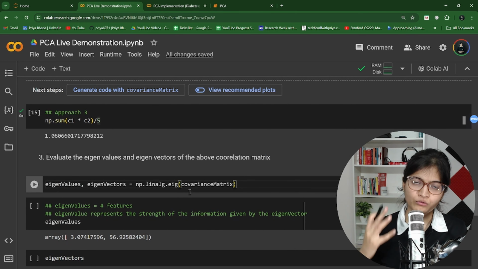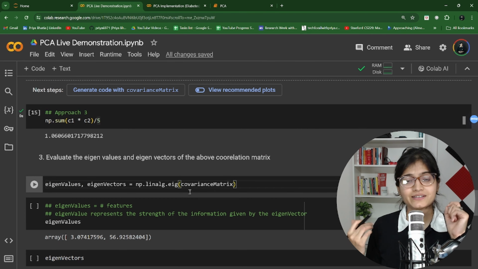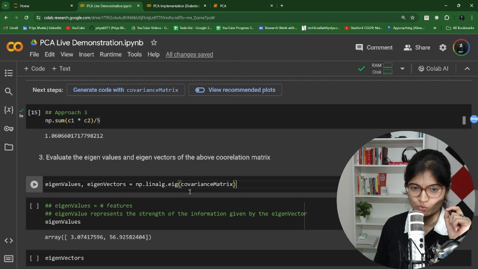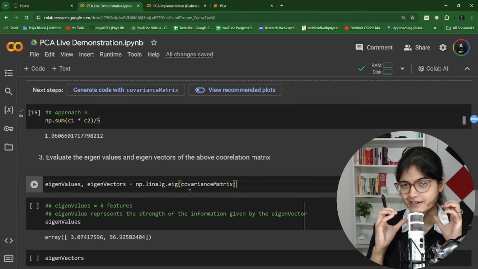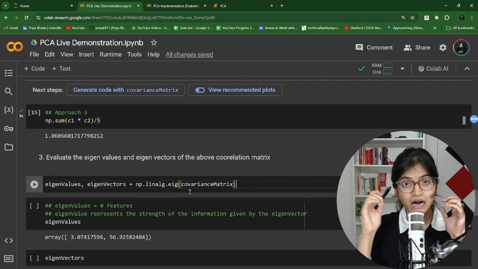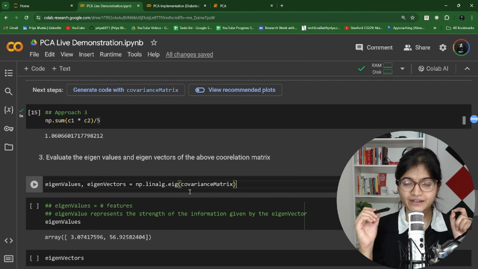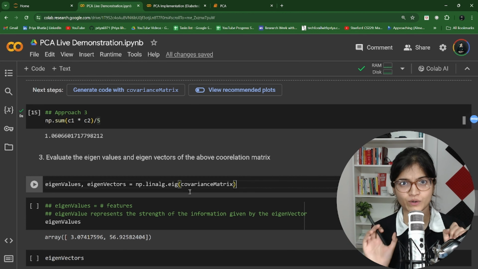Now let's move to the third step in the evaluation of PCA. The third step is to evaluate the eigenvalues and eigenvectors. Now, why is that so? See, you have a covariance matrix, which is basically representing to us how the 2 columns are correlated, and if they are correlated, what the exact scale values are. That is what we have.